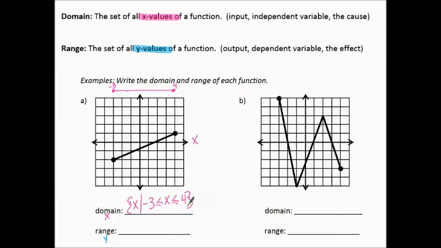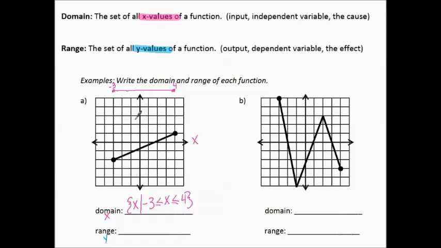So I go from -3 from the left to the right. So all the possible x values on this graph will be bigger than -3 but less than 4. They will fall in between this interval.